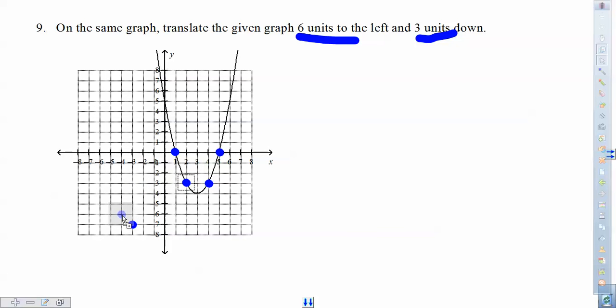Wait a second. Why move the rest of them? If you knew the parabola was going to have the same shape, why don't we just go over 1, up 1? And then from here go over 2, and then up 1, 2, 3, 4. That'll save you some time, won't it? 2 for 1. There we go.